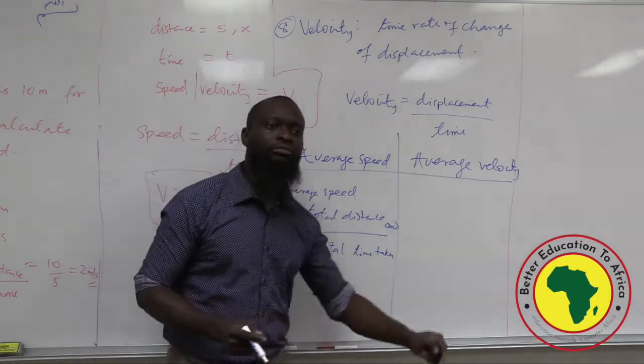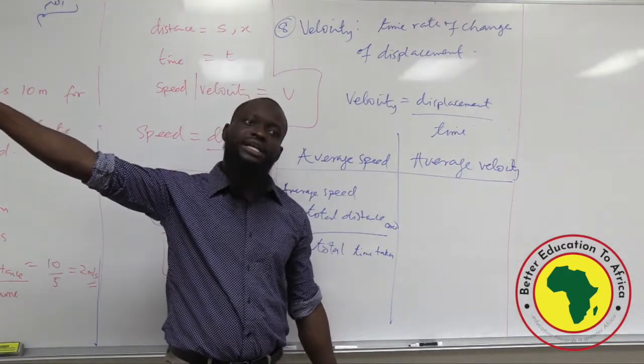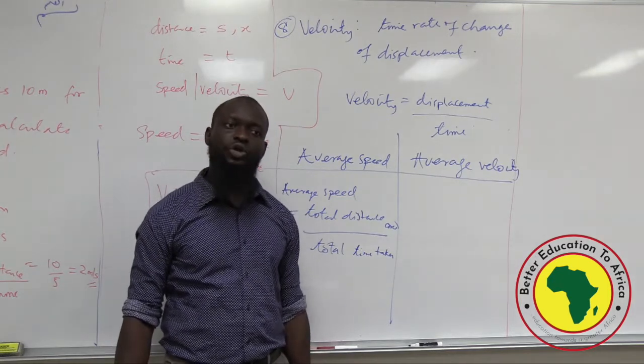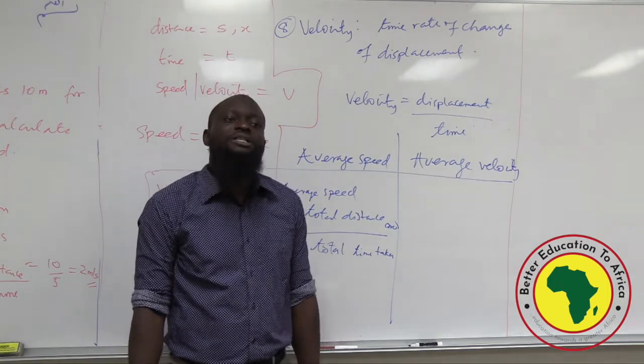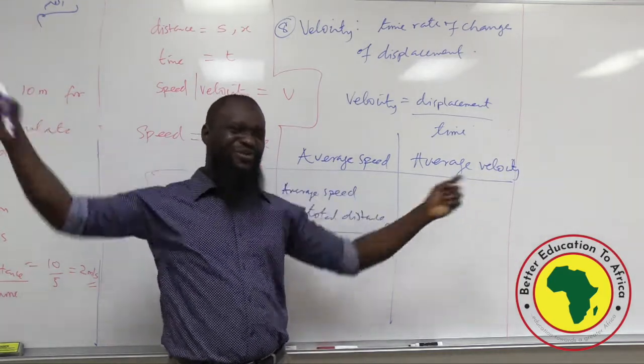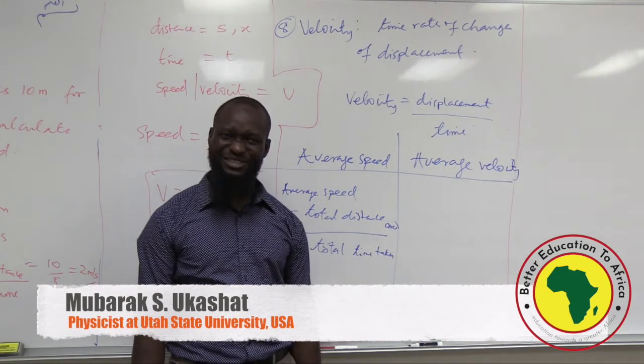So I traveled from Logan to Salt Lake, a distance of say 100 miles. And the time it took me was 1.5 hours. So what is my average speed? The total distance, 100 miles, over the total time, 1.5 hours. Is that okay? That gives me my average speed in miles per hour.